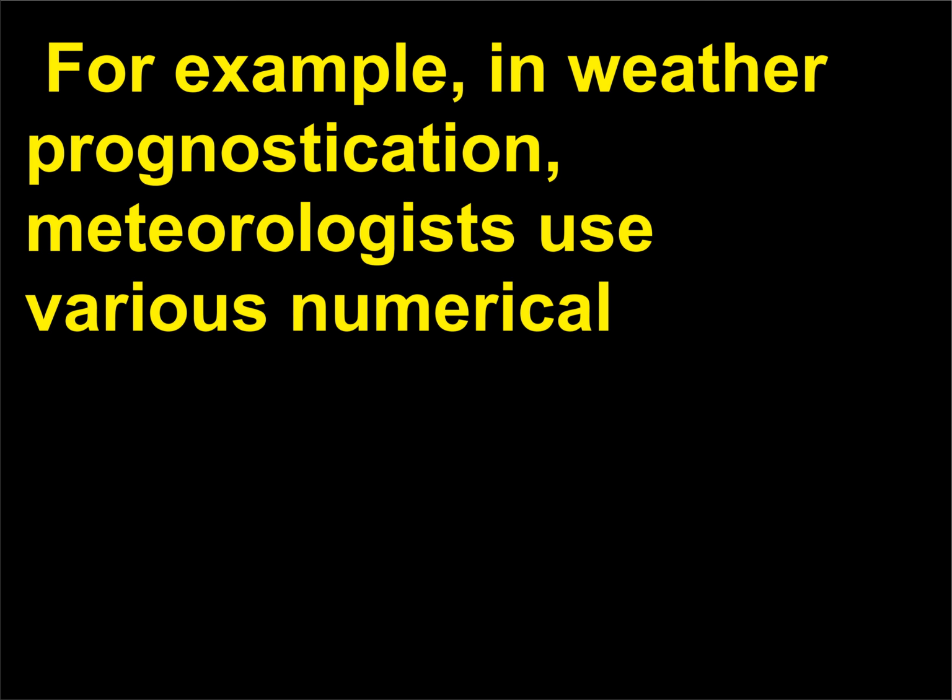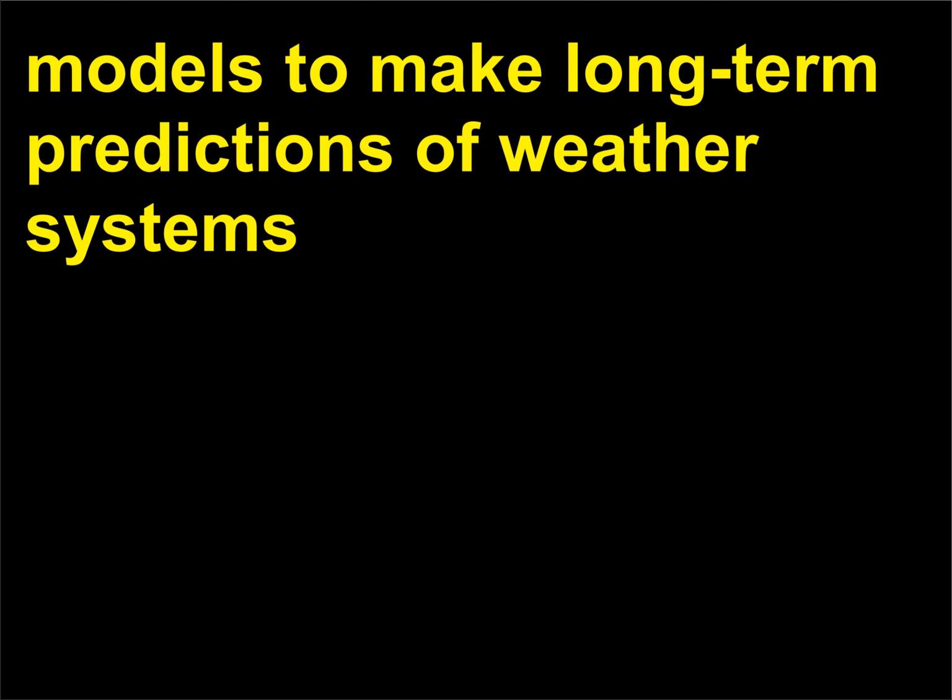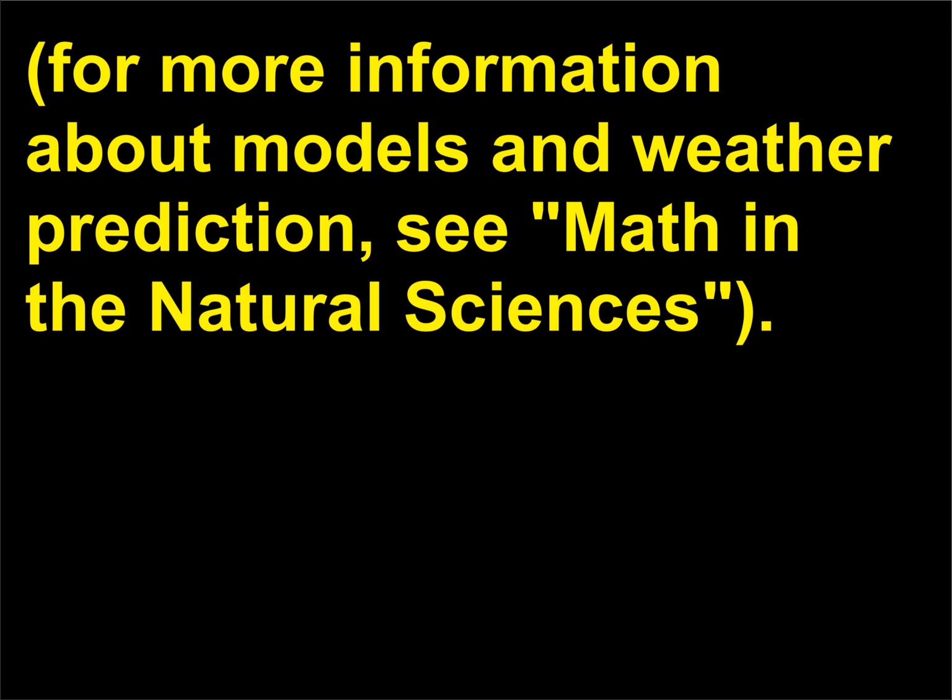For example, in weather prognostication, meteorologists use various numerical models to make long-term predictions of weather systems. For more information about models and weather prediction, see Math in the Natural Sciences.